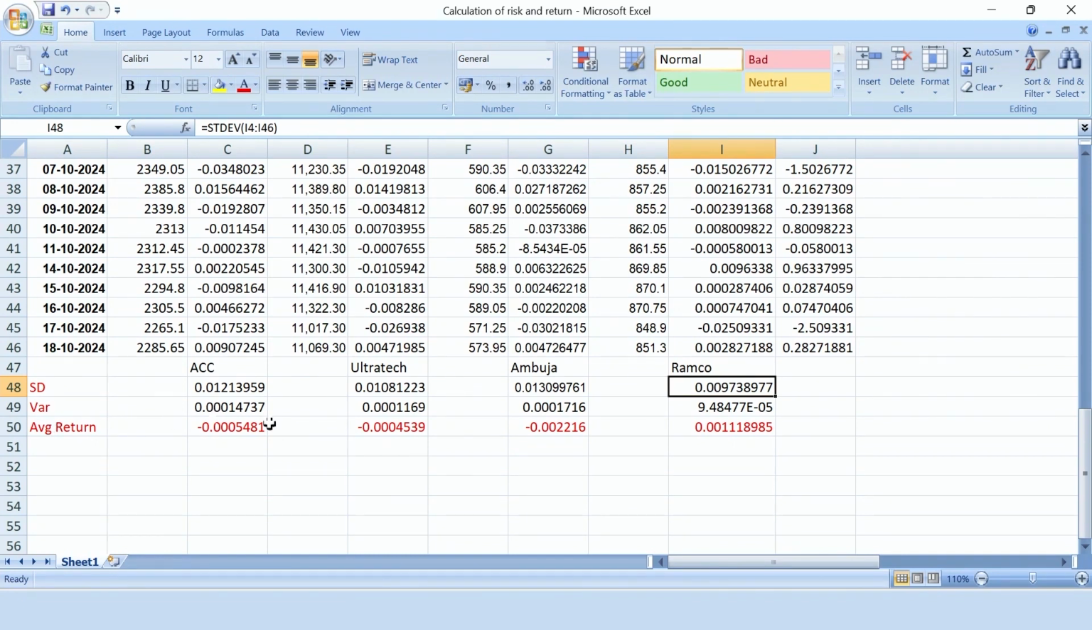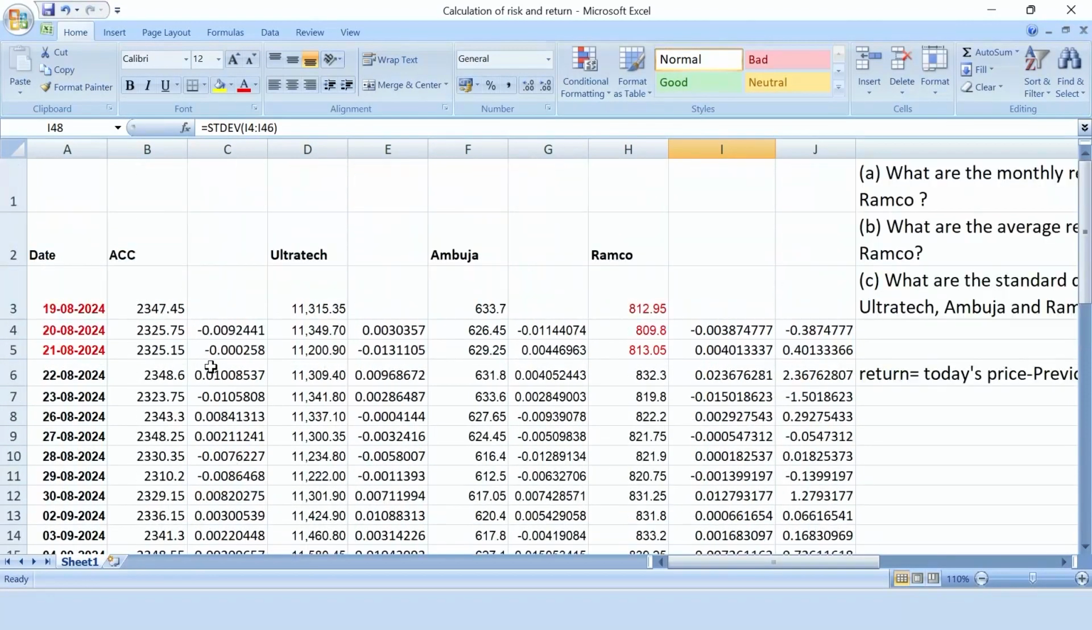While in case of average return, all the three companies have a negative average return, while Ramco has a positive average return. On the basis of 2 months of data, if we go for investment, it is a wrong decision. For a proper investment decision, you need a better understanding, and you should take at least 2 to 3 years of data to understand the historical return and the historical risk of the particular company. And on the basis of that, you should select.